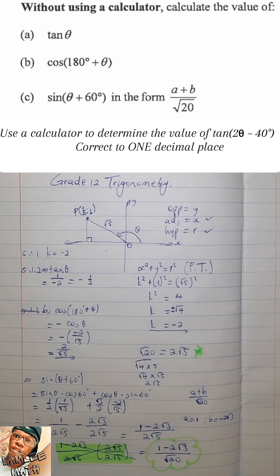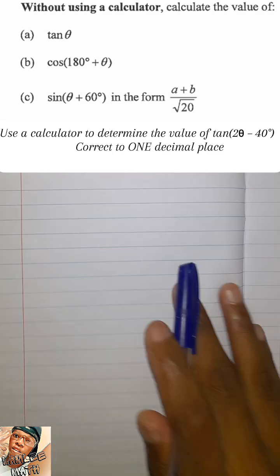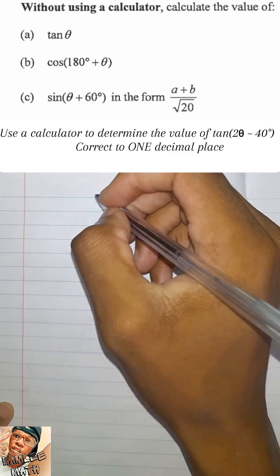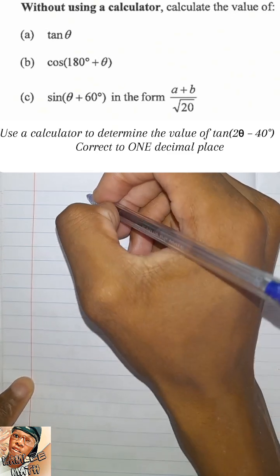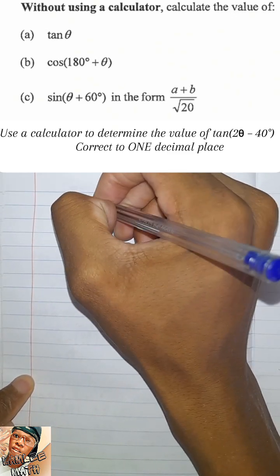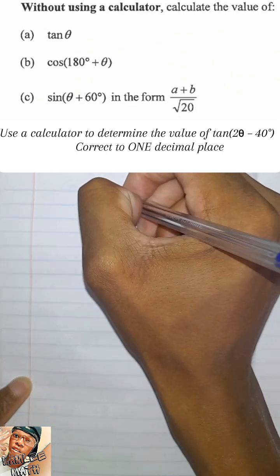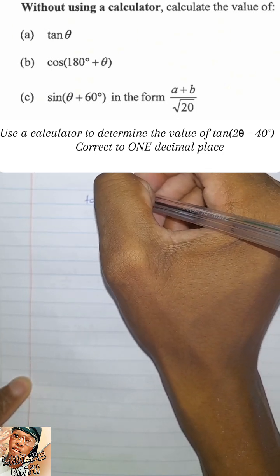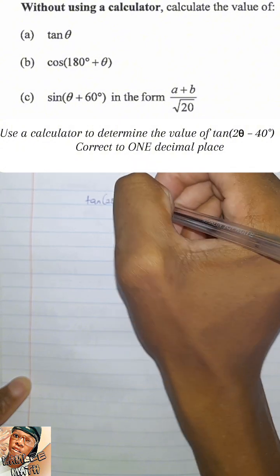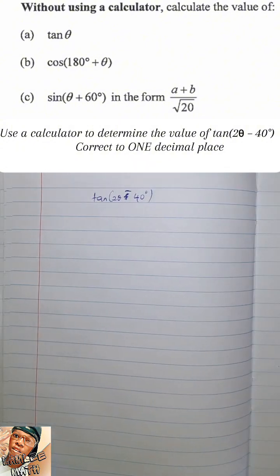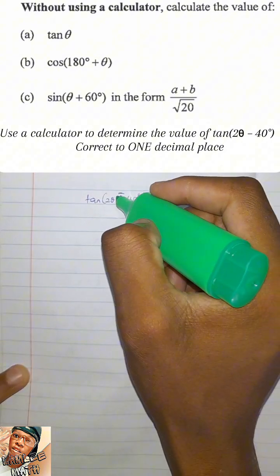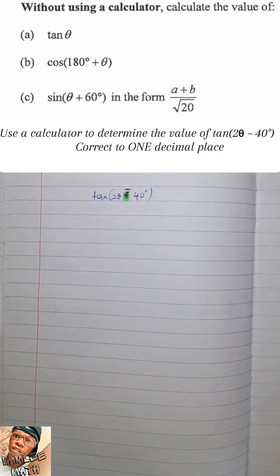The next question says, use a calculator to calculate the value of tan (2 theta minus 40 degrees), correct to 1 decimal place. Okay, now they're looking for a different trigonometric function, which is tan theta. So they're saying that we should calculate with the use of a calculator tan of 2 theta plus or minus, I'm sorry about that, minus 40 degrees. Let me just erase that. So it's minus right there.